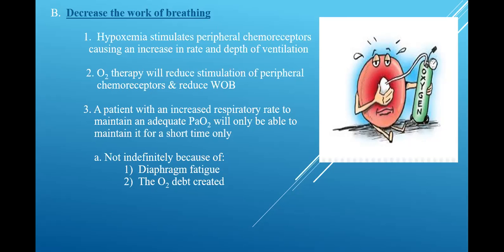All right, that's number 3 of number 2. A patient with an increased respiratory rate to maintain an adequate PaO2 will only be able to do that for a short time. When you become hypoxic, your body will start to breathe faster because of the peripheral chemoreceptor. It's going to say, come on now, this ain't enough, wake up. But then you start huffing and puffing. You can only do that for so long. You will get tired and pass out.